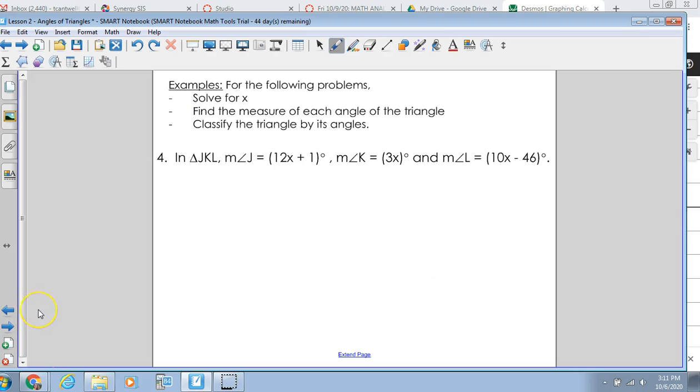Another problem very similar. Well, we want to solve for x, find the measure of each angle of the triangle, and classify by its angles. Now this time we don't have a picture, but that's okay. We don't need a picture. If you'd like, you can draw a picture. Doesn't matter what you make your triangle look like. If you like to have that visual, feel free to draw yourself a picture.